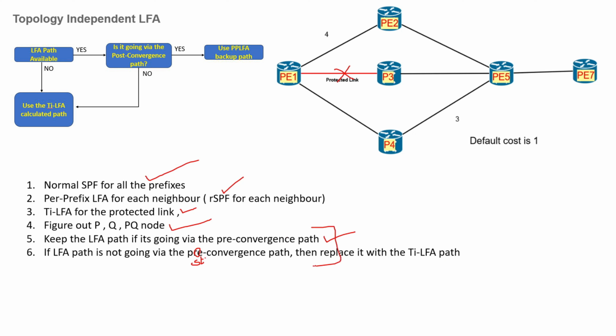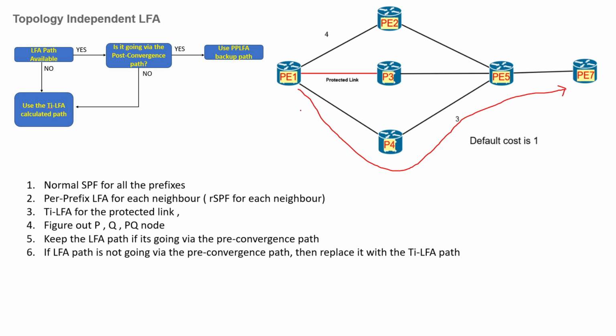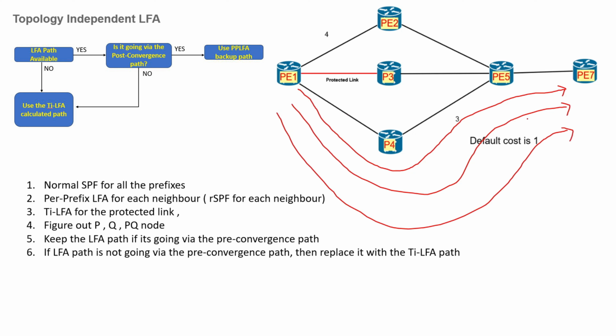What does it mean? Let's say from P1 to P7, the LFA path is going via this way, but the post convergence path is this way. So Ti-LFA will replace this LFA path with the Ti-LFA path. But let's say the LFA path is going via the same path, and the post convergence path is also going via the same path, and then Ti-LFA has also calculated the same path. So most of the time it keeps the loop free alternate path.